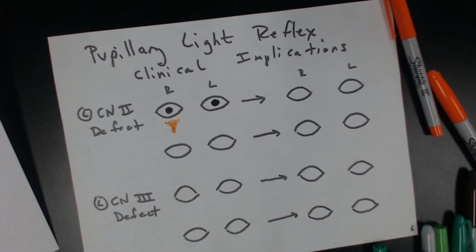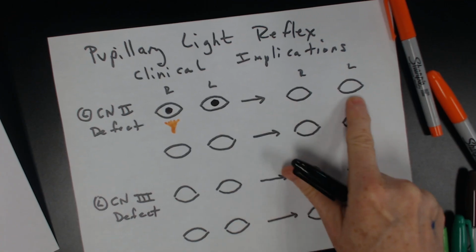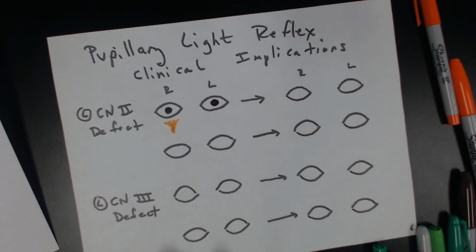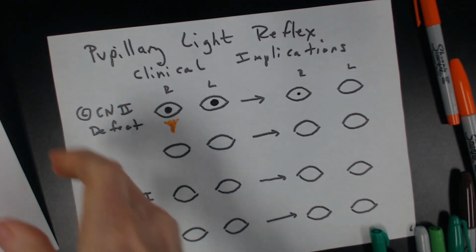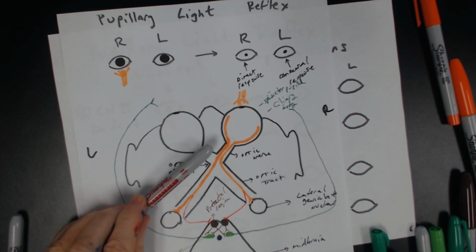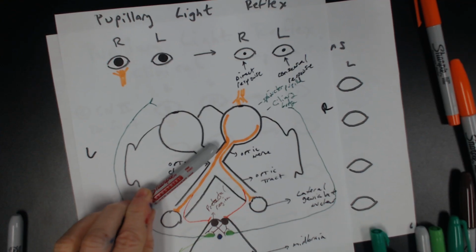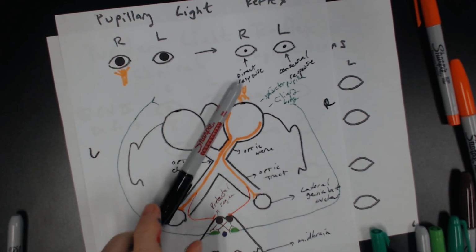Okay, if you're working with somebody with a left cranial nerve 2 defect, and I shine the flashlight in the right eye, what happens to the size of the pupils? So the right constricts, but the left doesn't. So the right constricts. Okay, but let's look at that. So if I have a left cranial nerve 2 defect, the defect is here. Okay. Sorry? Both still constrict. Yes. Does everybody see that?